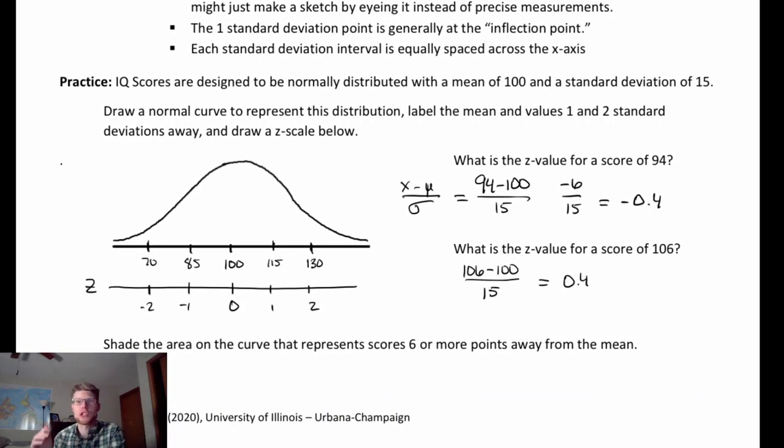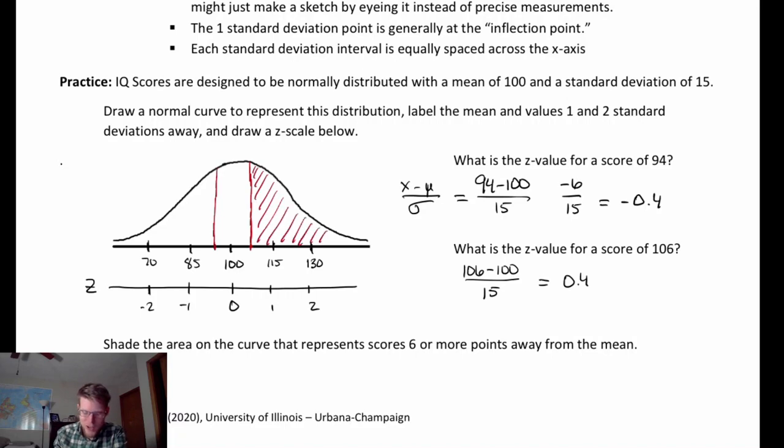And then last, we're going to shade the area on the curve that represents scores 6 or more points away from the mean. So I'm going to put 94 somewhere around here. Maybe I'll use a different color. So 94 somewhere around here. And 106 is going to be somewhere around about here. And I'm probably not the most precise drawer because I feel like I don't have exactly the center there, but hopefully you'll forgive me for that.